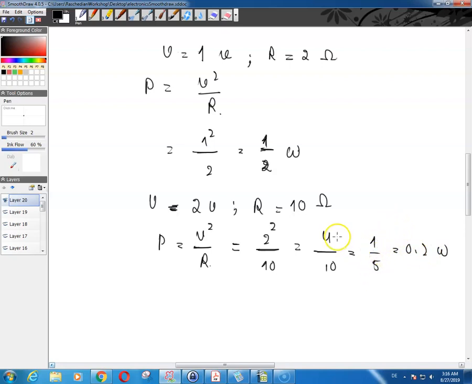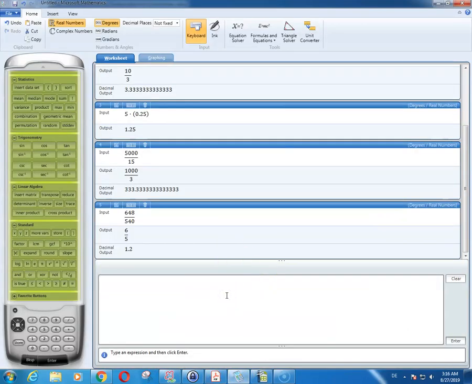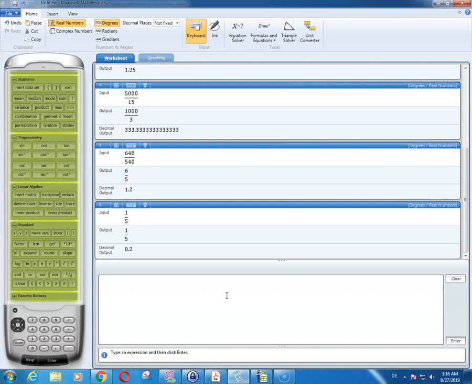Sorry, 4 to 10 is equal to 1/5. 1/5 is 0.4. 1 divided by 5 is 0.2.